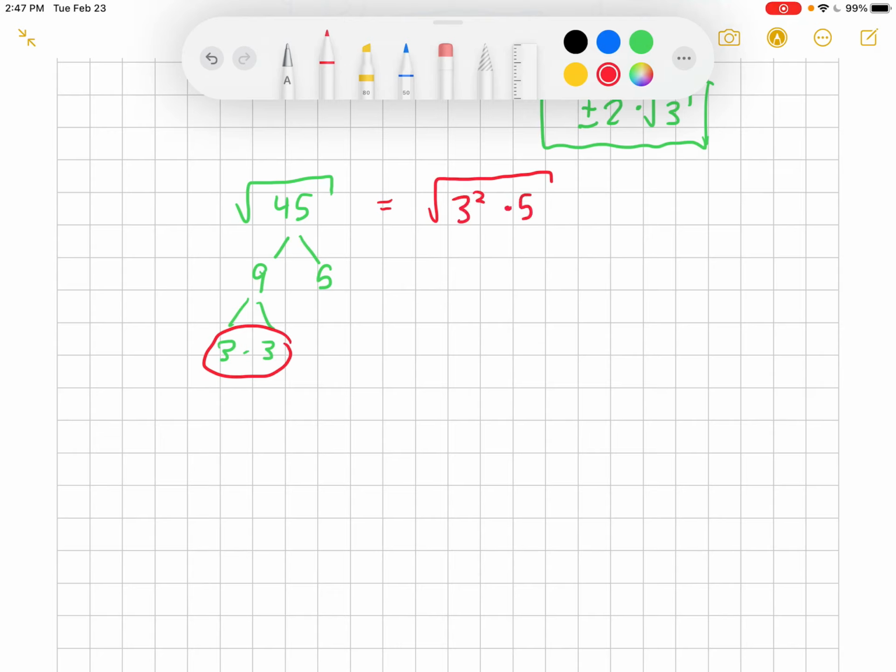Times 5 underneath the radical. And once we have the square root of 3 squared, we can simplify that out, and we get 3 times the square root of 5 plus or minus. That was a bad box. I'm going to try again. You don't have to put the dot in between them. The dot is implied. We know that those are multiplied together.